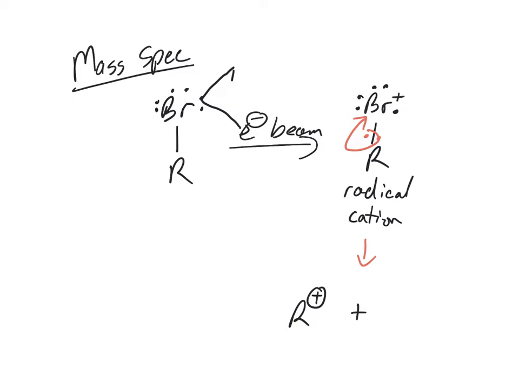And the bromine, how many electrons does the bromine have surrounding it now? 7. How many valence electrons does bromine have? 7. So this bromine is not charged, so it's neutral. Is there anything else? Do we balance? Do these two things have an overall plus charge? Yep, so we're good. So we have the radical cation became a cation and a radical.